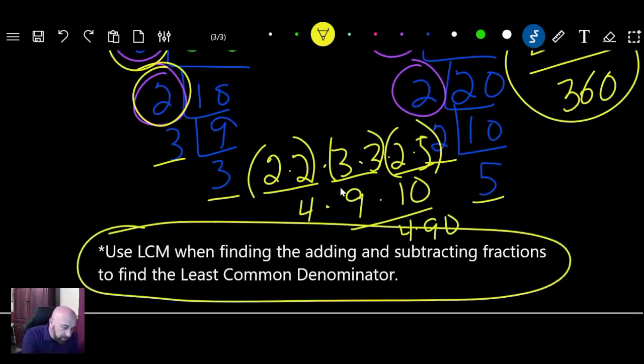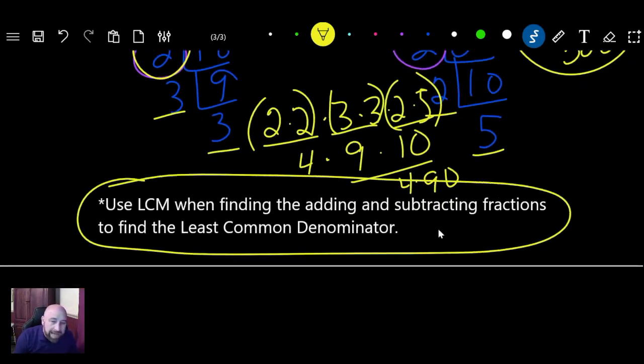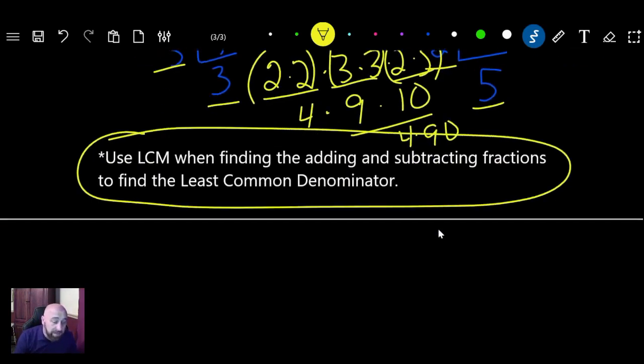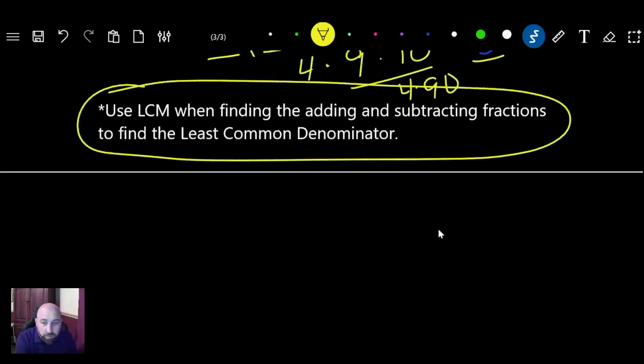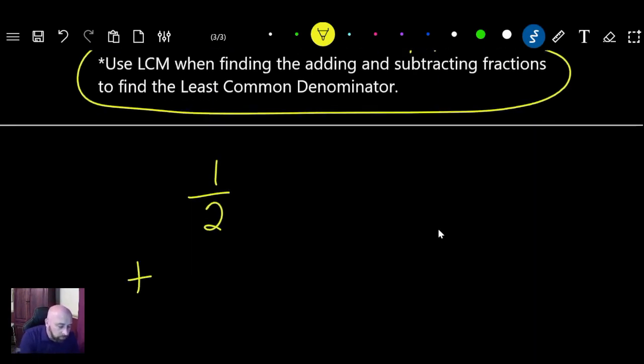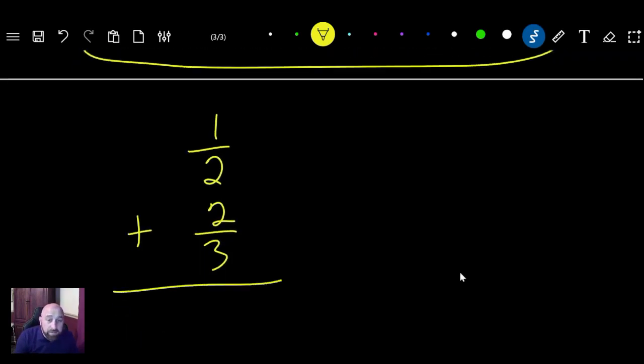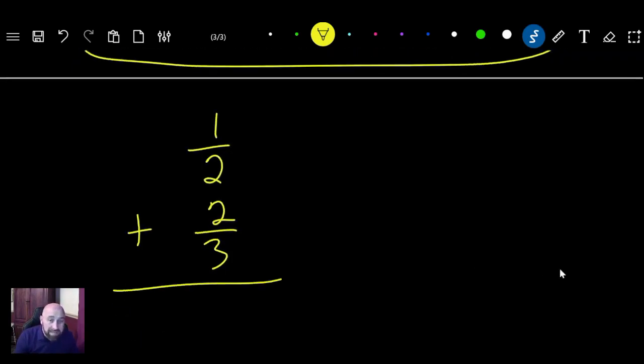When do we use the LCM? We use it when adding and subtracting fractions, and we're going to get to that very quickly, but let me just do one real quick, and then I'll be done with this lesson. So if I have 1/2 plus 2/3, okay? So this is my addition problem, 1/2 plus 2/3. I can't add that together, can I? No. Because why? I have to have a common denominator. I have to get the 2 and the 3 to be the same.